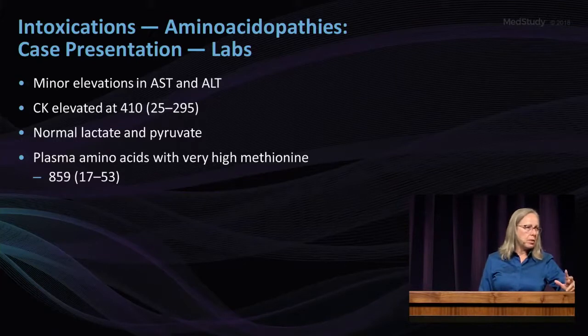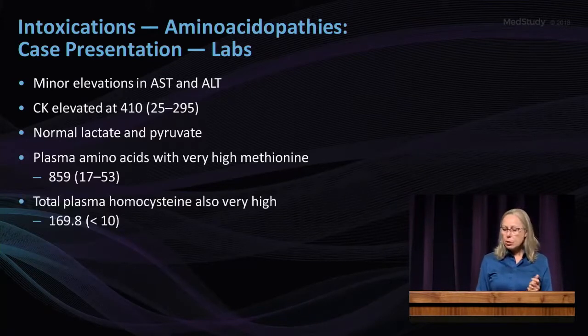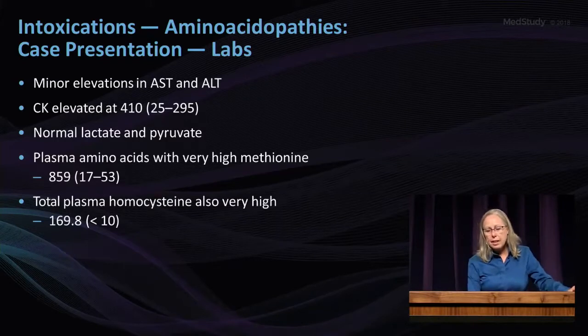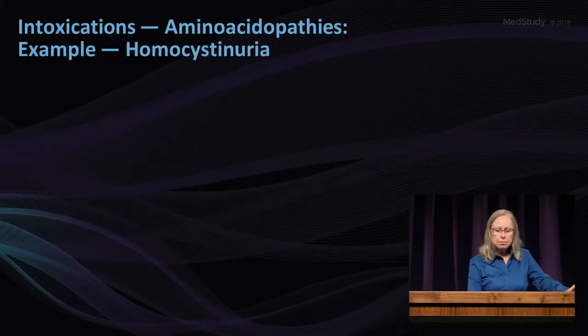So all of the labs that I look at, I'm looking for something that is substantially different. Not just 54, okay? Because that's the most common question we get asked. We all have these minor variations in all the labs we get. We're really looking for something many steps off. The total plasma homocysteine is also very high at almost 170, with normal being less than 10.